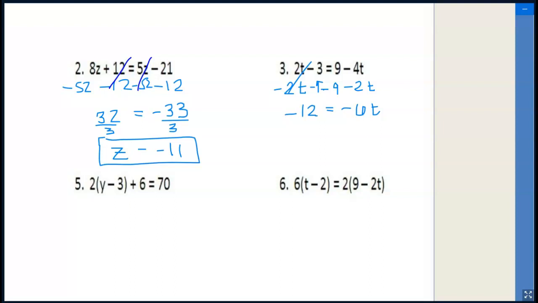So you get negative 12 equals negative 6t. Divide both sides by negative 6, and we get 2 equals t. But again, we know by the symmetric property, that's the same as saying t equals 2. So again, it doesn't matter what direction you move your variable. You just want to move all to one side and all to the other.